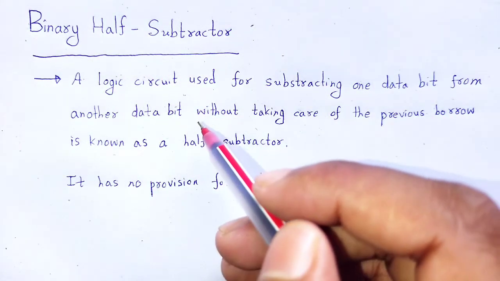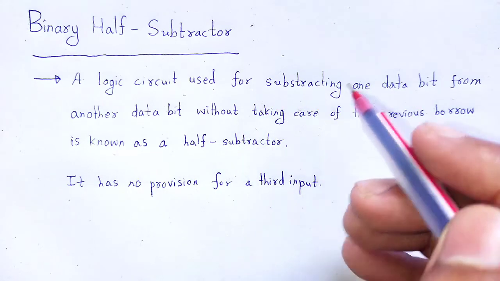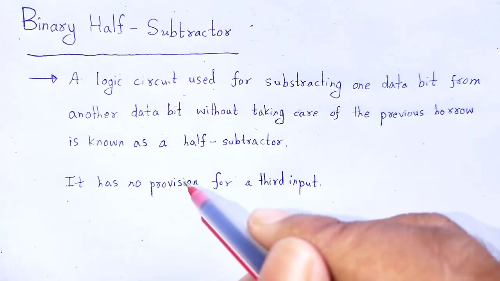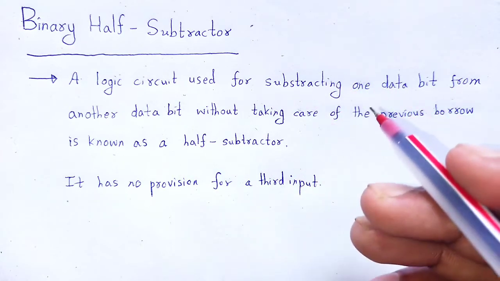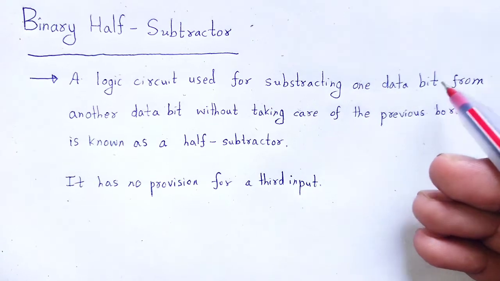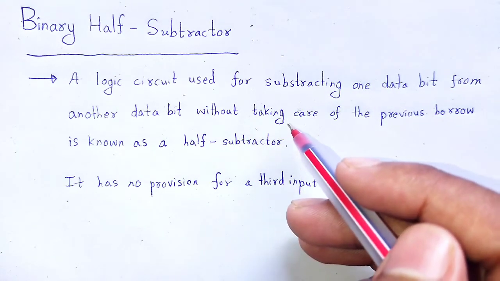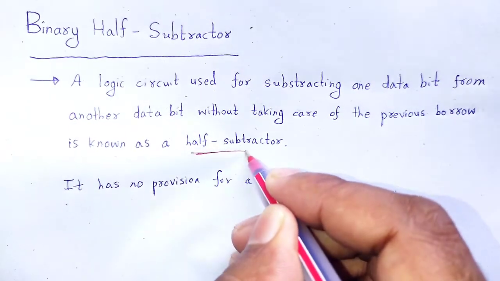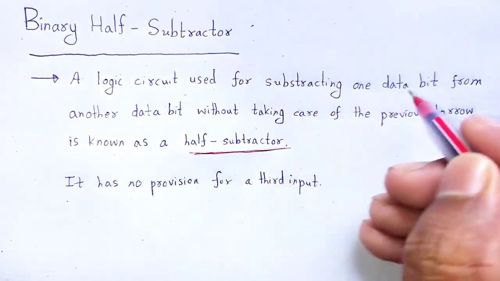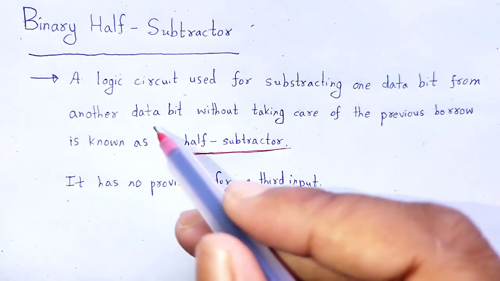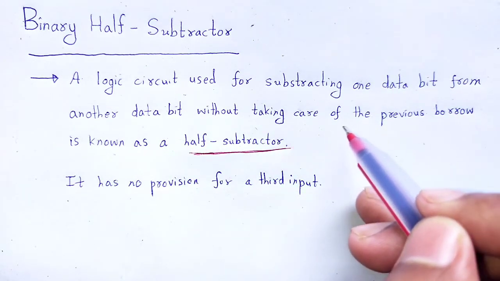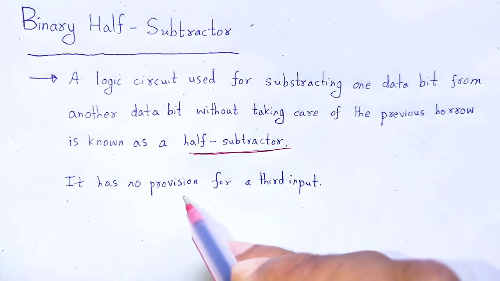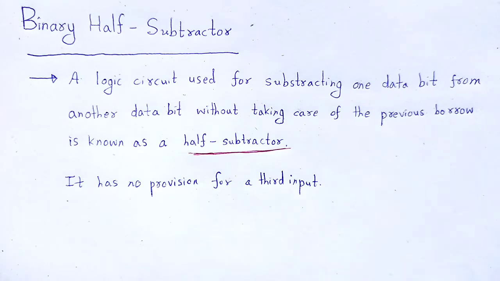So, a logic circuit used for subtracting one data bit from another data bit without taking care of previous borrow is known as half subtractor. We subtract one data bit from another data bit, and we don't take care of the previous borrow. So, it has no provision for a third input.